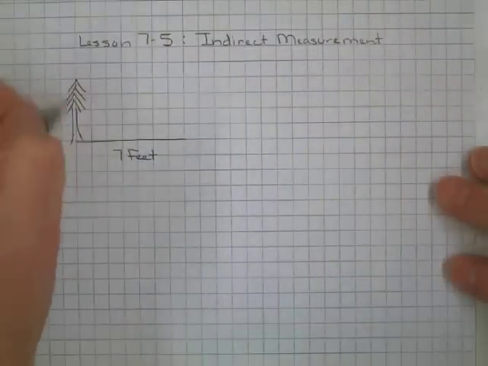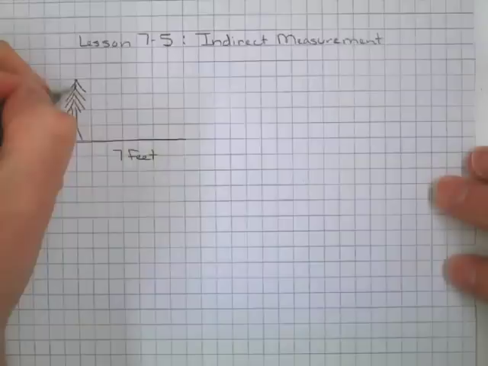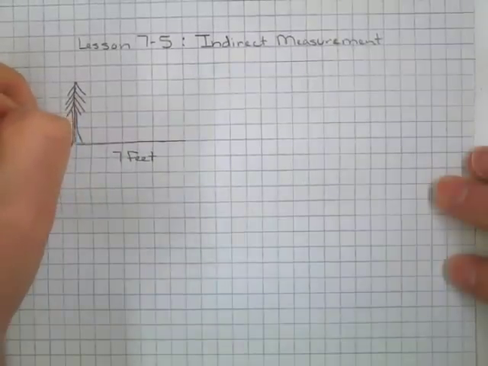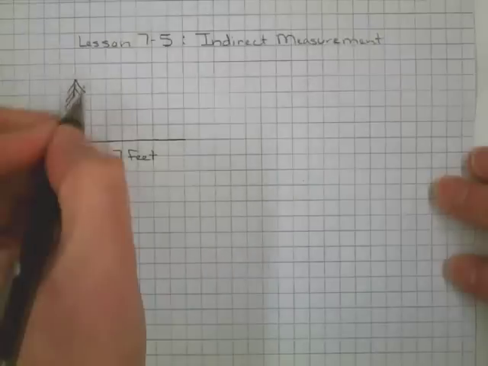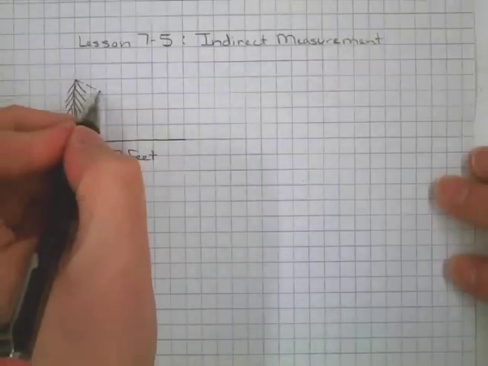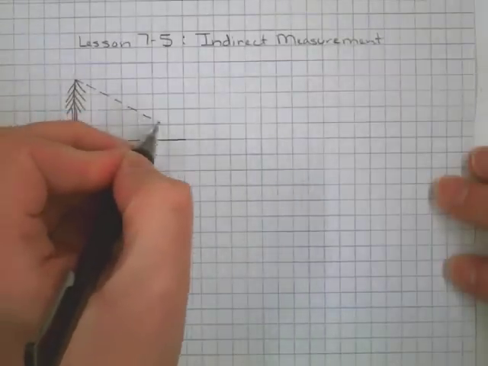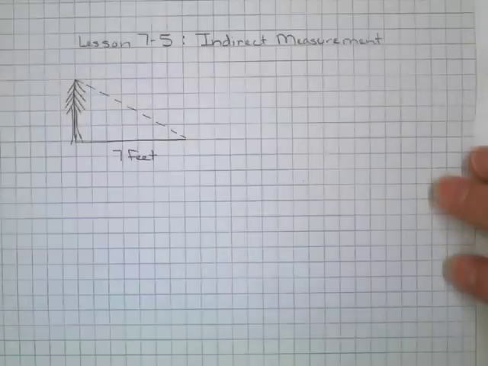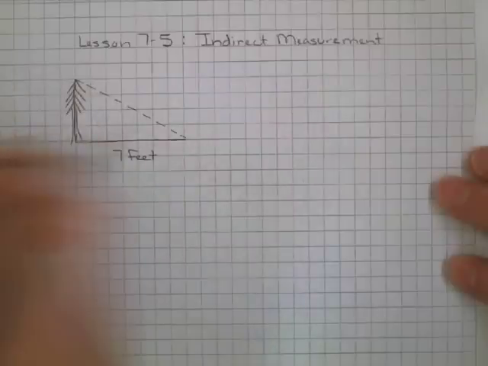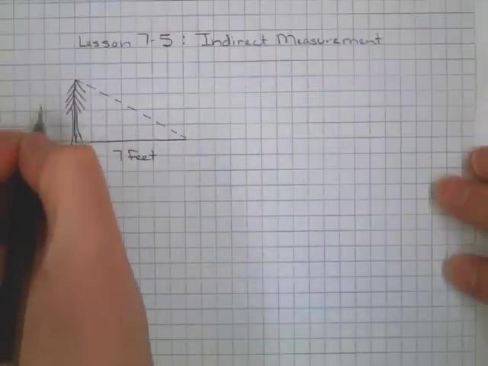Now this tree, if you notice, if we just take a line and draw right through that tree there, we can attach, using a hypotenuse, we can create a triangle between the tree and the shadow. And we want to know the height of the tree, that's h.